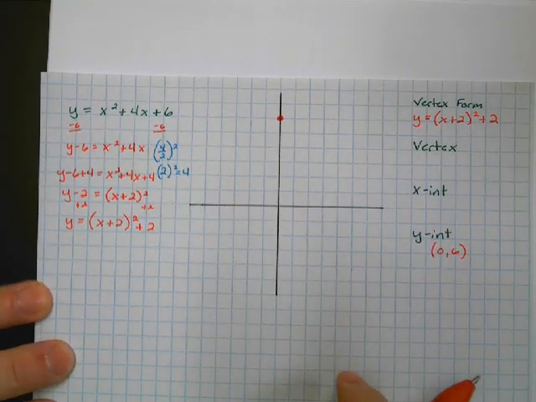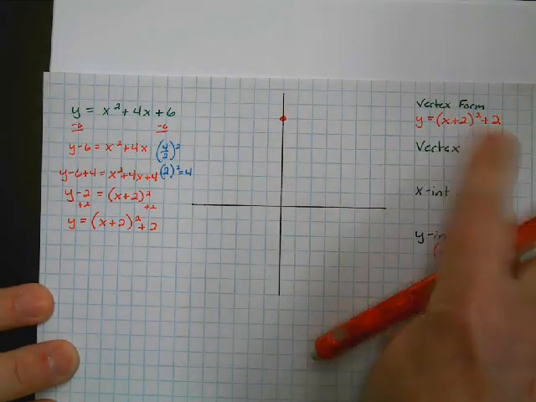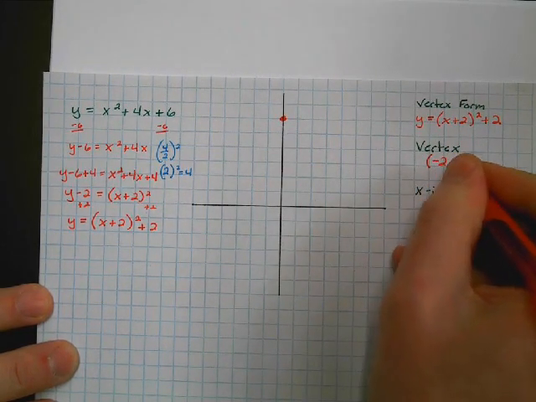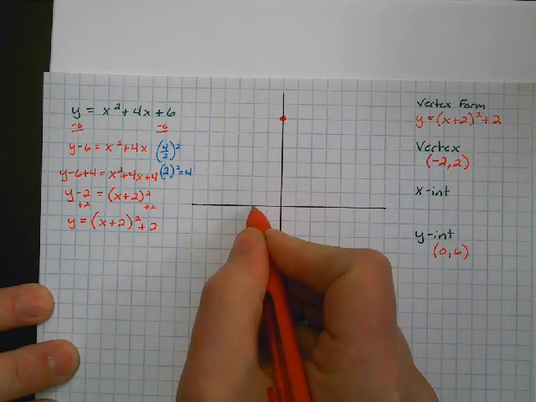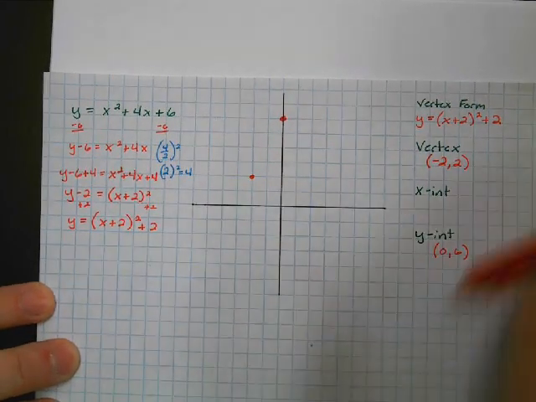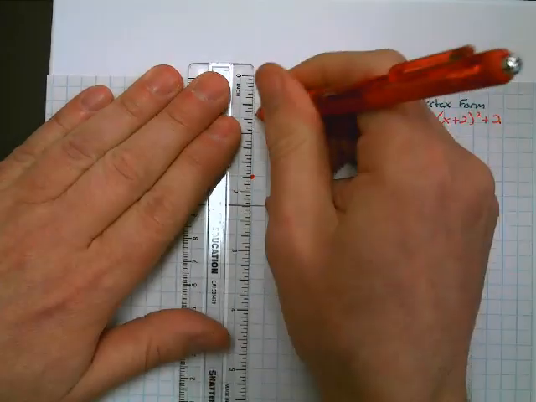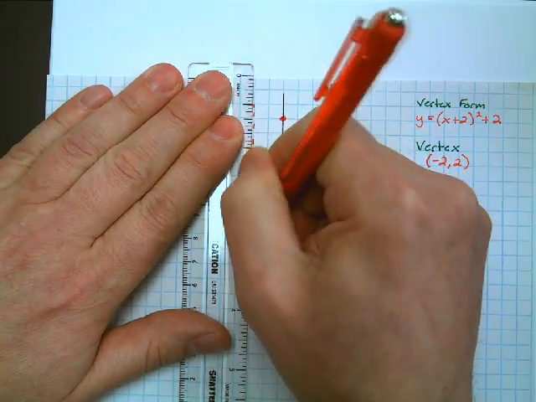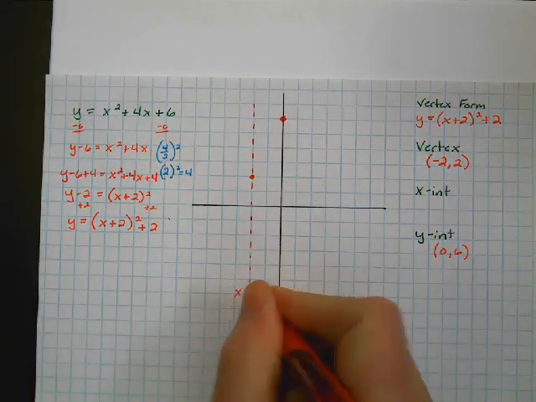All right, and we found out in the last unit that our vertex would be the opposite of this number and this number. So this would be (negative 2, 2). So my vertex is at negative 2, so I go back 1, 2, and up 1, 2. There's my vertex, which remember means the axis of symmetry is going right through it. There's my axis of symmetry. My axis of symmetry is x equals negative 2.